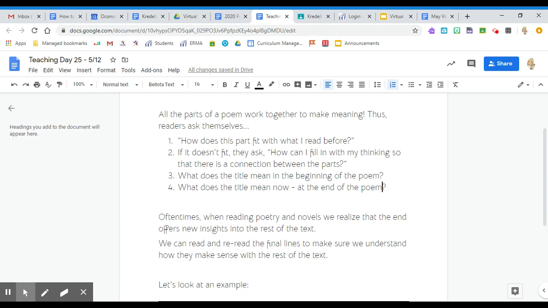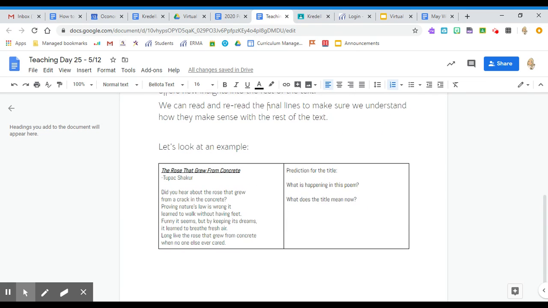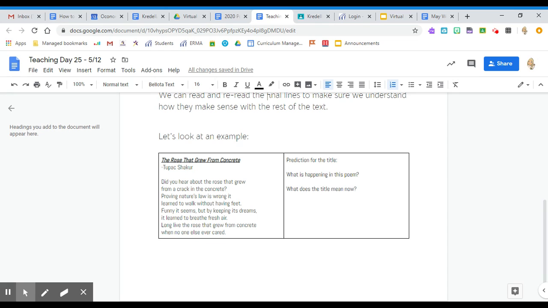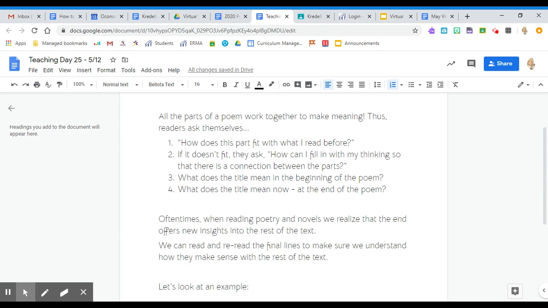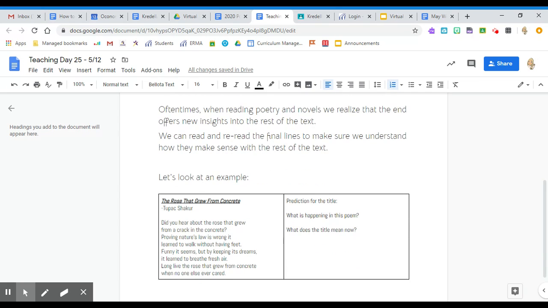So you're going to do this in your poetry packet, and we're going to do an example. I am doing this poem by Tupac. It's called The Rose That Grew from Concrete. Before I even get started, I want to look at this third question: what does the title mean in the beginning of the poem? So I'm going to make a prediction for what the title, The Rose That Grew from Concrete, might mean. I'm thinking, a rose that grew from concrete, that's not an ideal situation for a rose to grow.